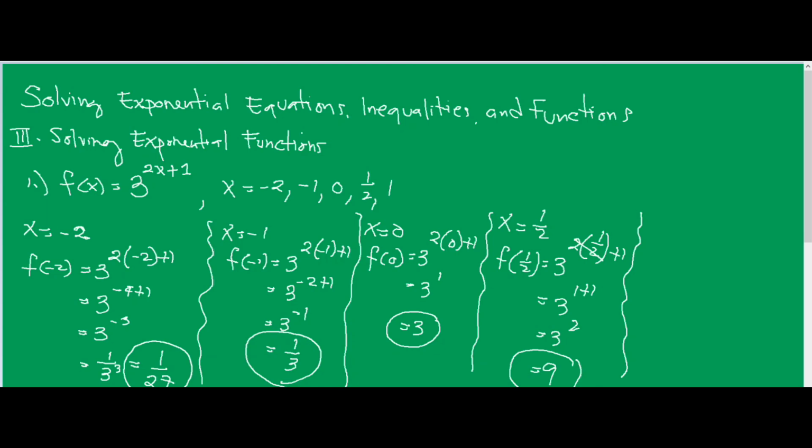And last but not the least, x equals 1. So again, f of 1 is equal to 3 raised to 2 times 1 plus 1. 2 times 1 muna. 2 plus 1. 2 plus 1 is 3. And 3 raised to 3 is 27. So f of 1 is 27. So that's how you simply evaluate exponential functions.